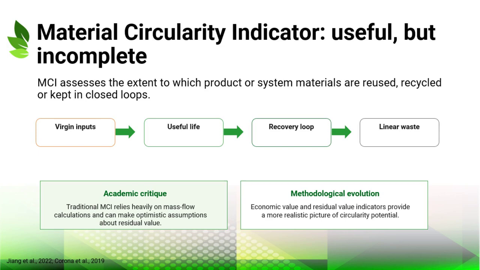The chapter's critique is that traditional indicators can rely too heavily on mass flow calculations. A material may appear circular by weight, while losing economic or functional value through downcycling. Traditional assumptions about residual value can also be too optimistic. Newer approaches therefore add economic value and residual value indicators. These refinements help organizations understand not only whether material returns, but whether it returns in a form that still supports meaningful circular performance. Quality of recovery matters as much as quantity.